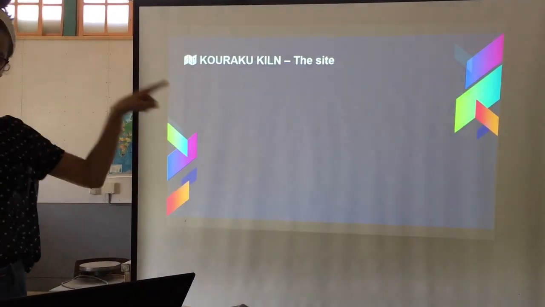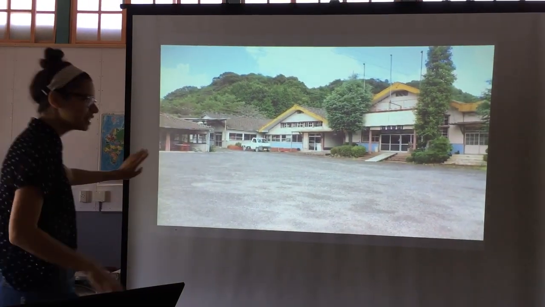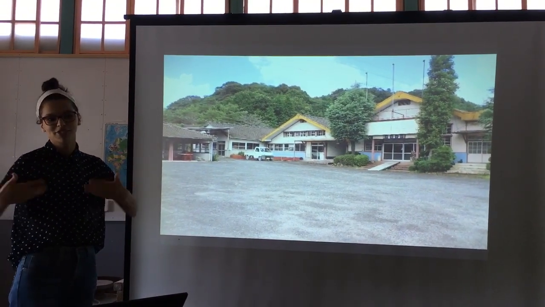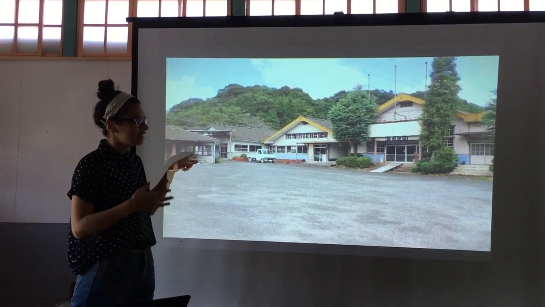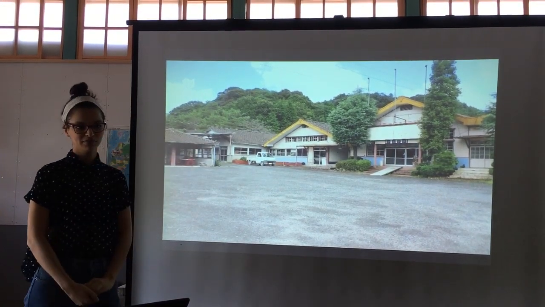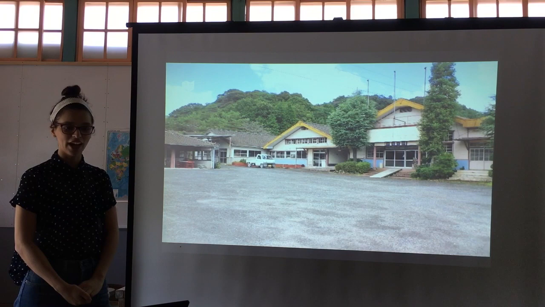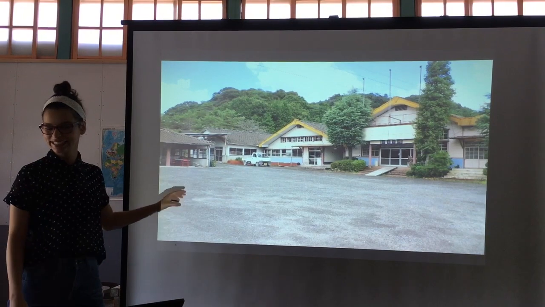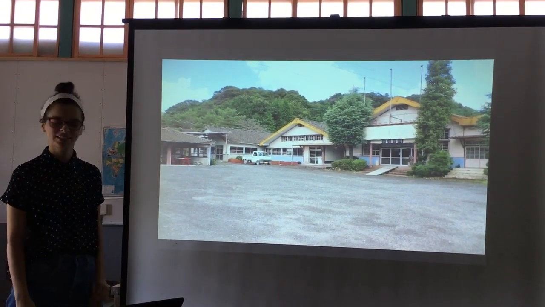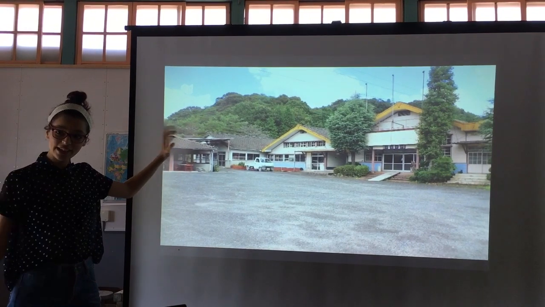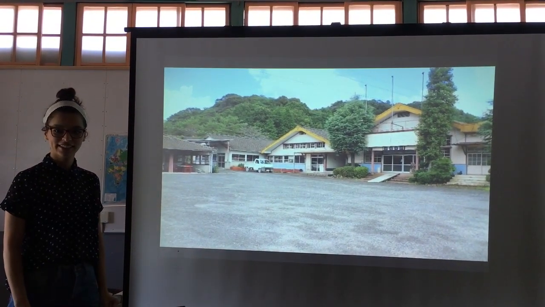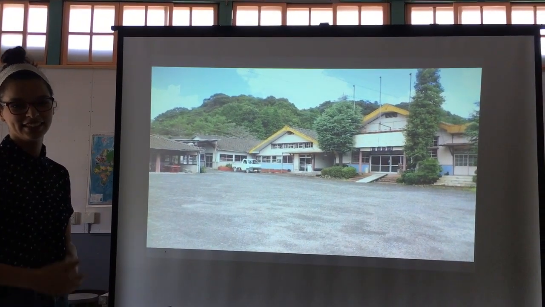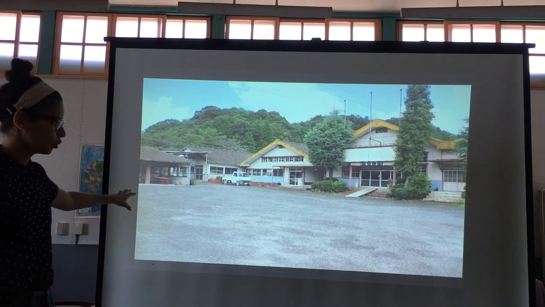Okay, the site, which is the Kouraku Kiln. When you see this, what do you think of? What are your ideas? I just really want you to talk a little bit. How do you see this space? Old factory. Abandoned place. Well, those are good words. School. Yeah, it's true. Jeremy, any idea? They already said. Mr. Tokunaga? Old.